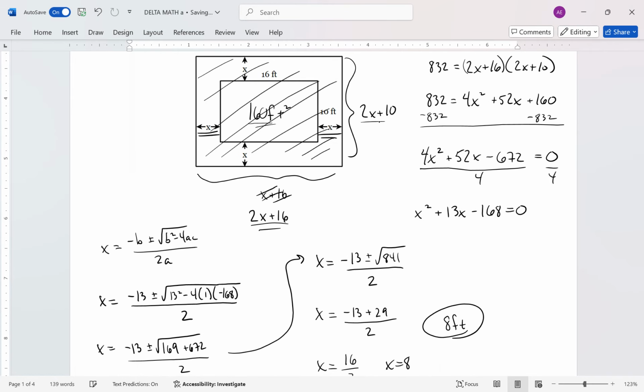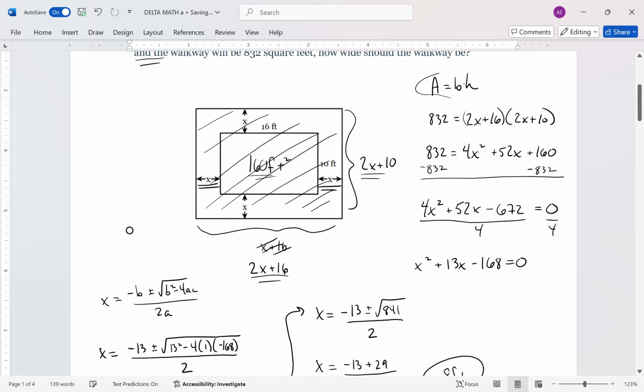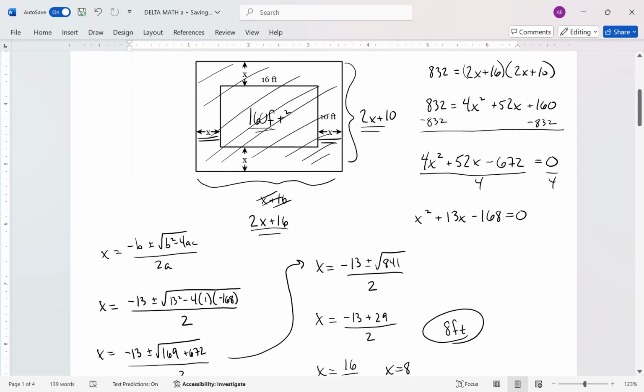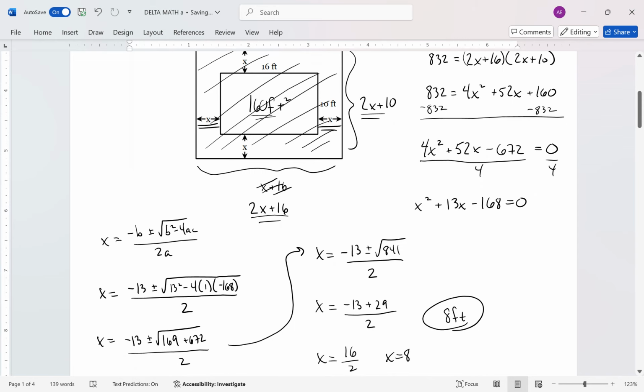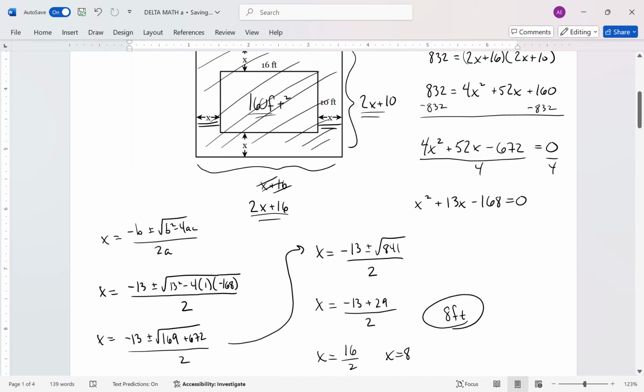There's your picture. Check your base, check your height. Use the area formula, area equals base times height. That's our quadratic equation, and then it's up to us to figure out how to solve it. In this case, dividing by 4 worked really well. Might not work all the time, but there you have it.